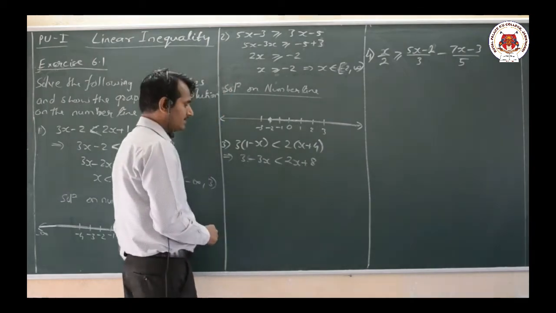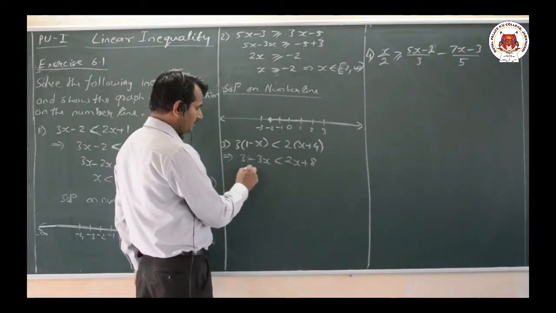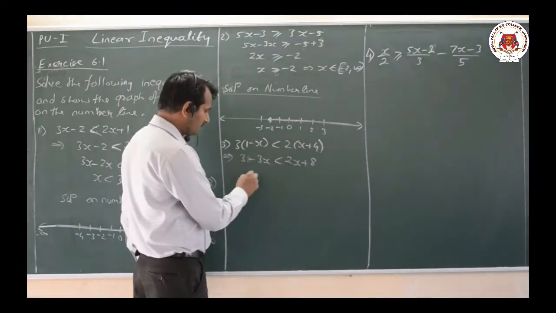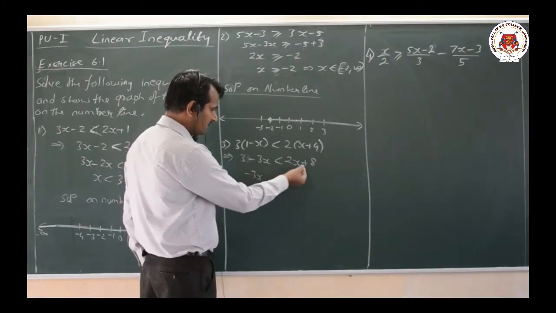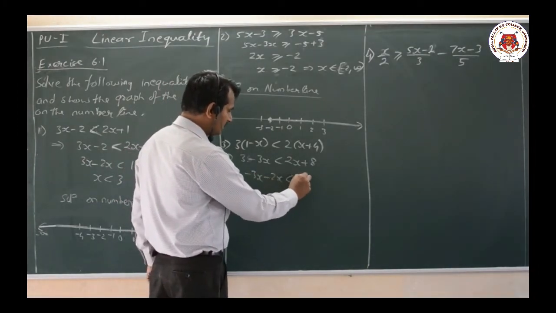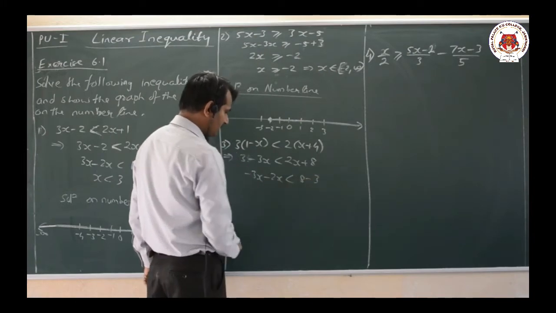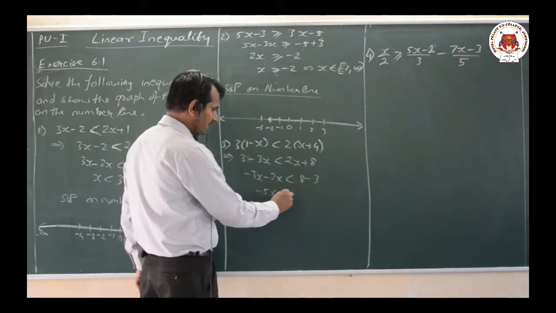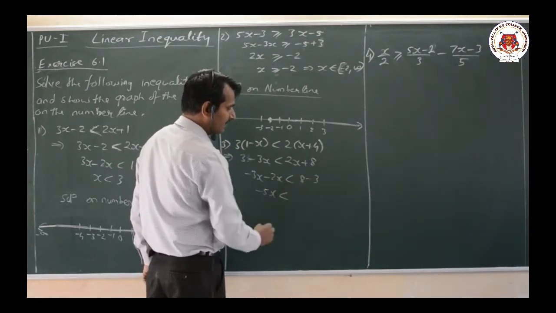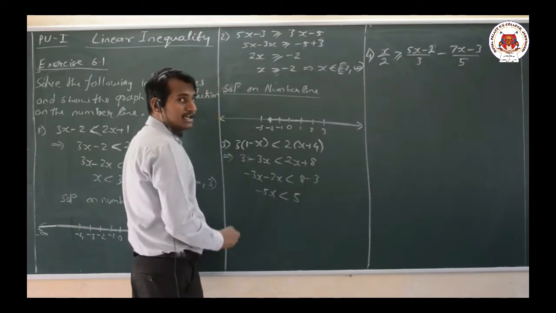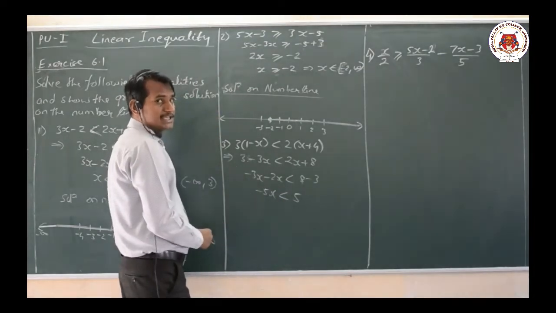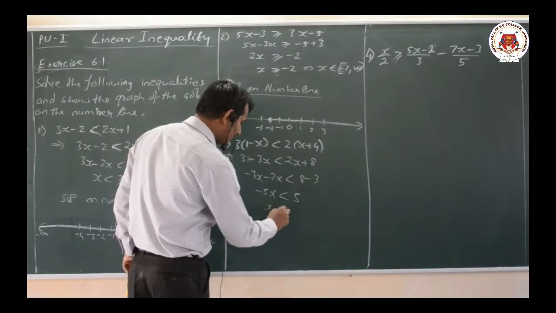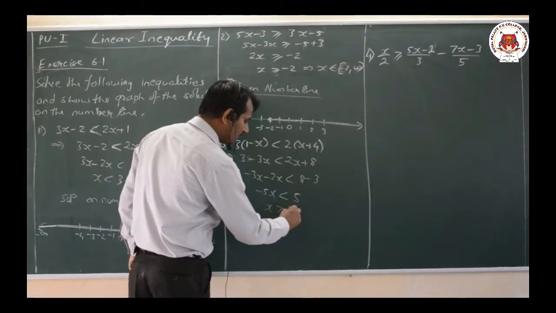Okay, 3x less than 2x plus 8. So here what I will do is shift it: minus 3x here, minus 2x less than 8, and then minus 3. So what we get here is minus 5x less than 8 minus 3, that is 5. I will divide it by minus 5. Dividing by minus 5 means x will be greater than 1 here.